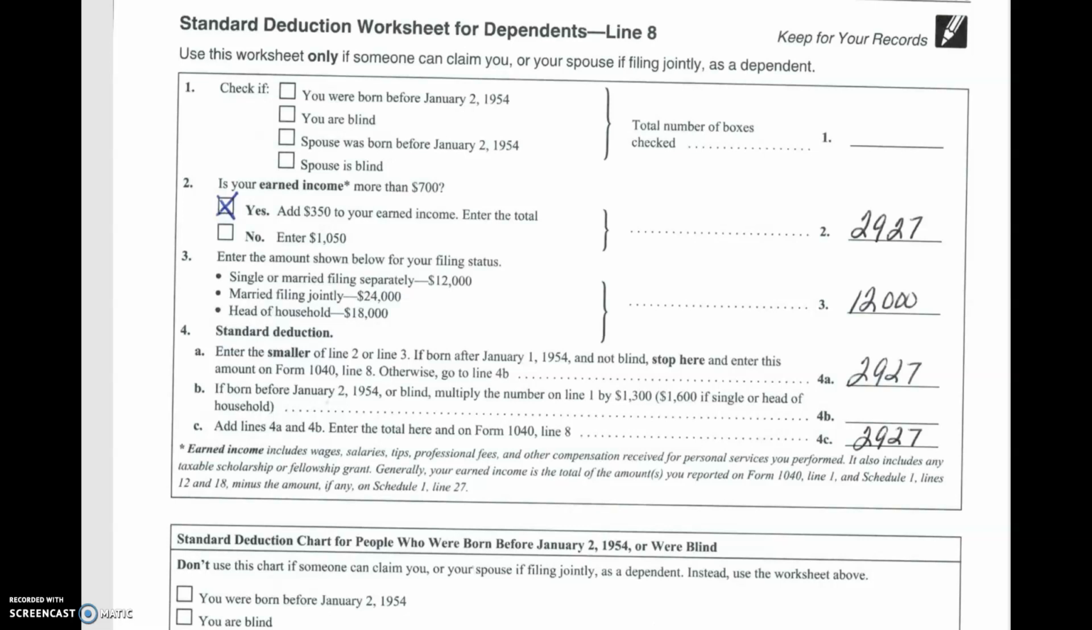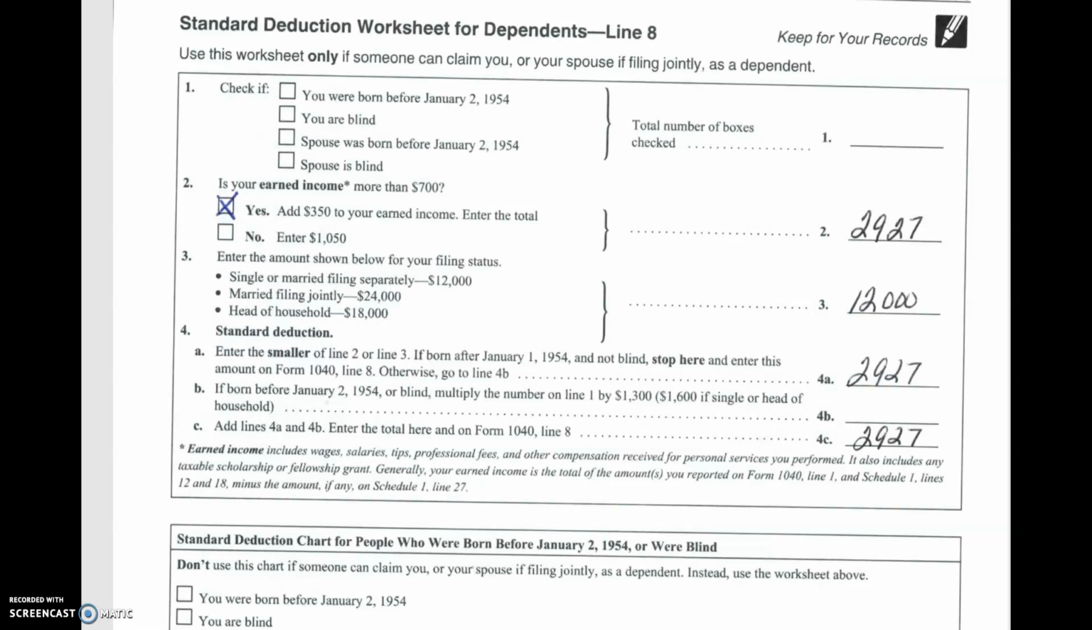Line 3, enter the amount shown below for your filing status. Well, we determined already that Josh is single, so we can go ahead and put the $12,000. Line 4, figuring out the standard deduction. Line 4A, enter the smaller of line 2 or 3. Well, let's look at lines 2 and 3. We can see that the $2,927 on line 2 is the smaller.